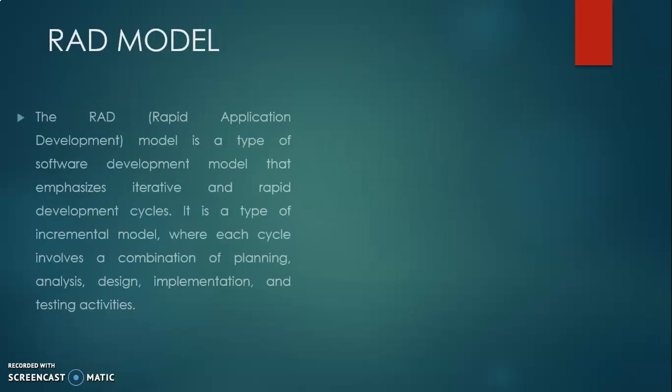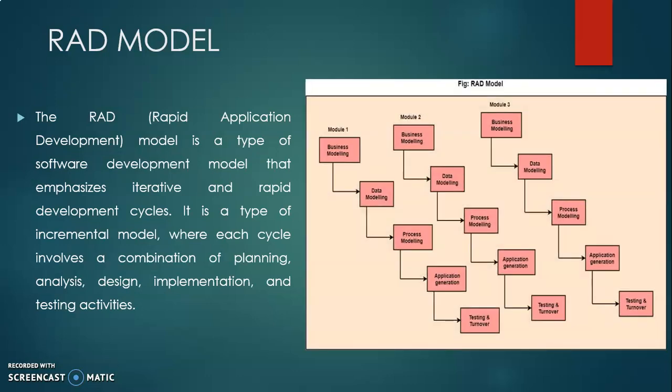So we continue with the RAD model. The RAD model stands for Rapid Application Development model. It's a type of software development model that emphasizes iterative and rapid development cycles. On your right, you see how the rapid application development model looks.